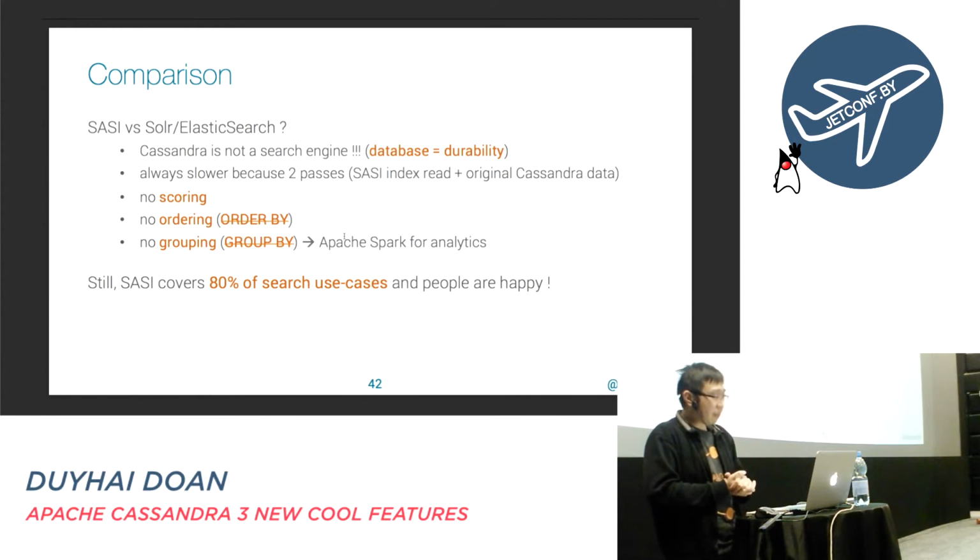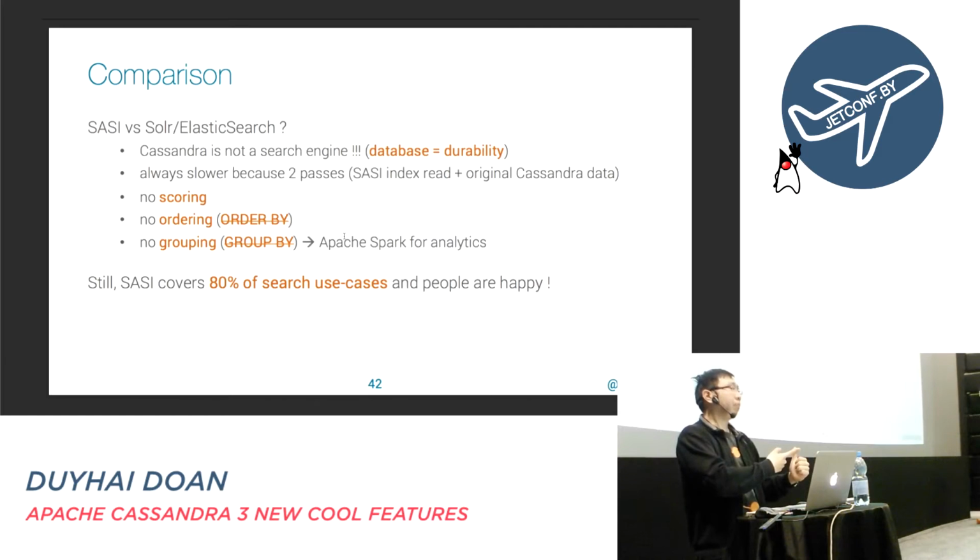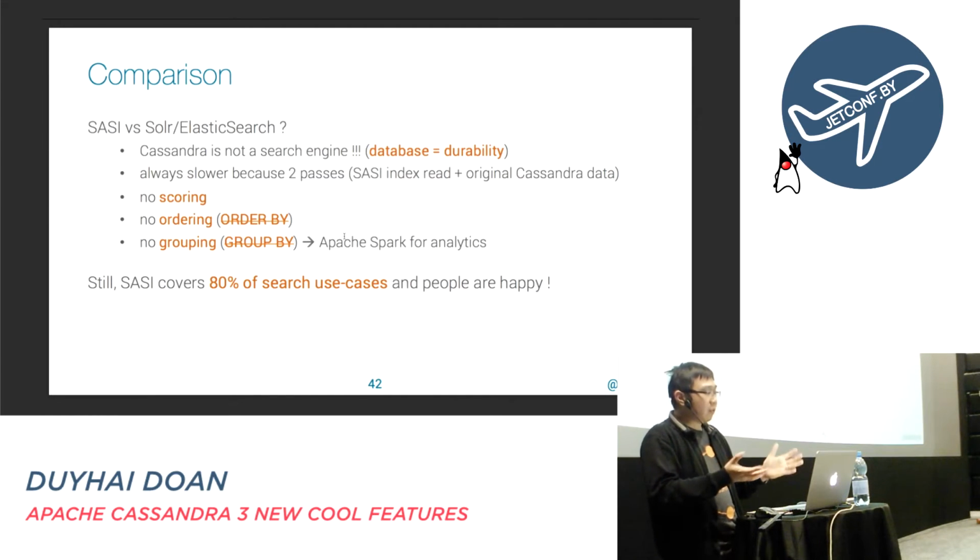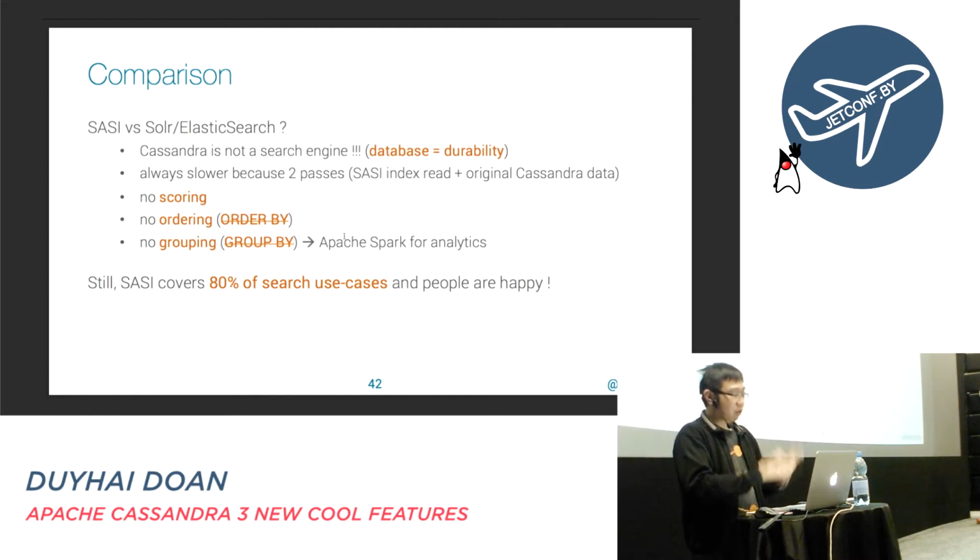Okay? There is no scoring. There is no grouping. There is no group by, and there is no ordering. For example, give me the first 10 results. Okay, but I cannot order by release year or whatever. So if you don't need ordering, grouping, or scoring, this index is fine for you. If you need extra features, well, search engine. There is no magic.